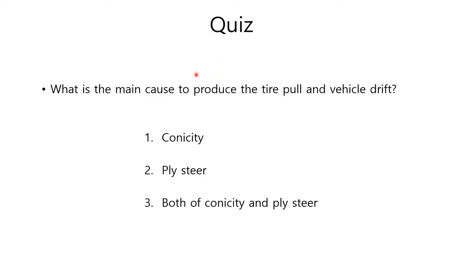Here I have a quiz for you. What is the main cause to produce the tire pull and the vehicle drift? First, conicity. Second, ply steer. Third, both conicity and ply steer.